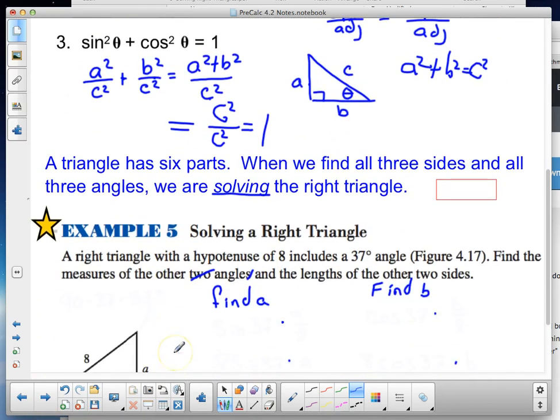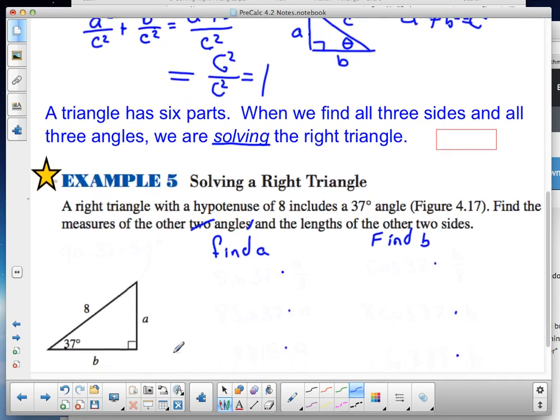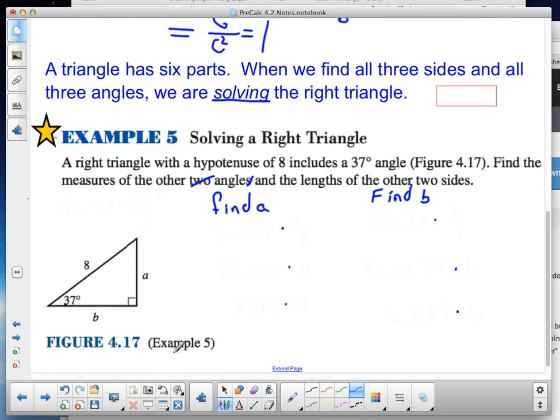Now, all triangles have 6 parts. When we find all three sides and all 3 angles, we are solving the right triangle. Okay, so a right triangle with a hypotenuse of 8 includes a 37-degree angle. Find the measures of the other angle and the lengths of the other 2 sides.